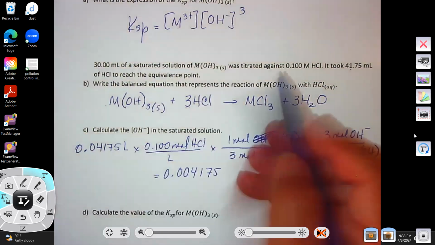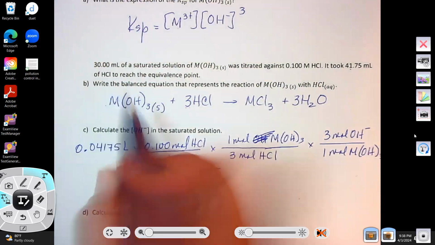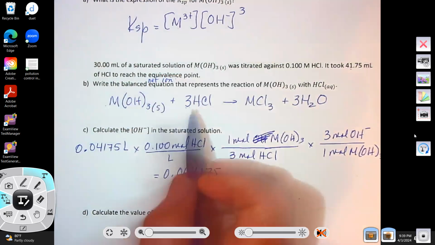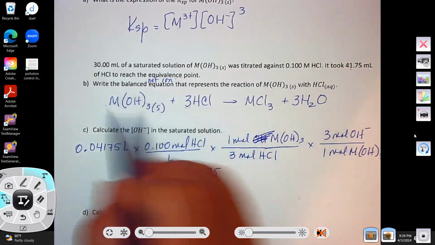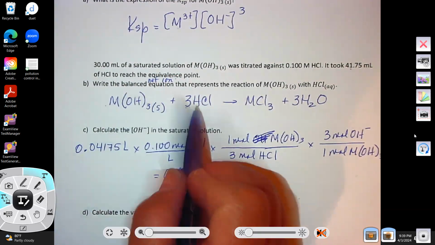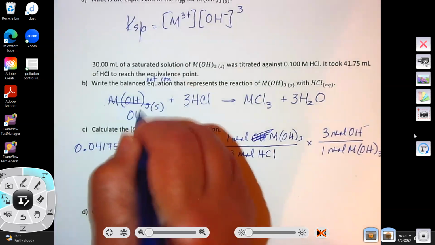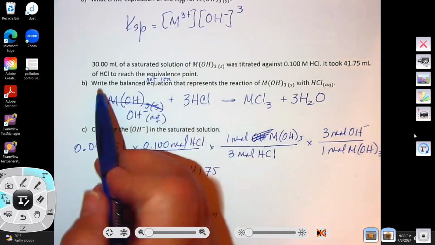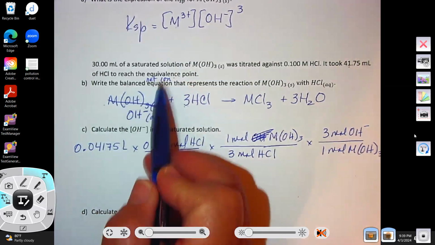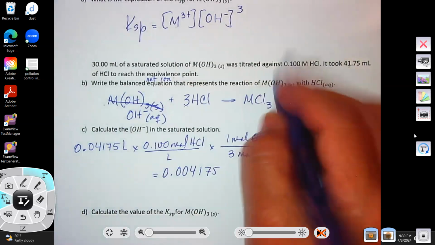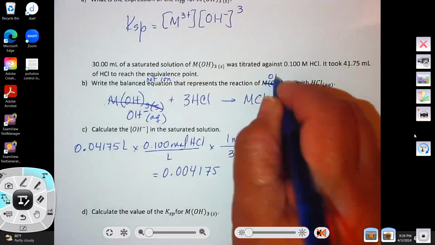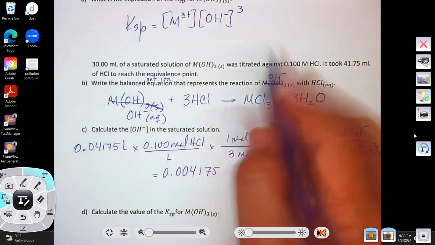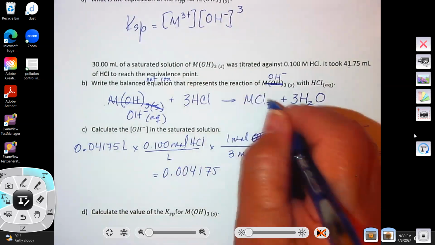All right. So write the balanced net ionic equation. Let's use the balanced net ionic equation, because hydrochloric acid is not going to react with the solid. Hydrochloric acid is going to react with the OH present in solution. So I'm going to change this question to write the balanced net ionic equation that represents a reaction of the OH with hydrochloric acid. So now we have a better understanding of this.